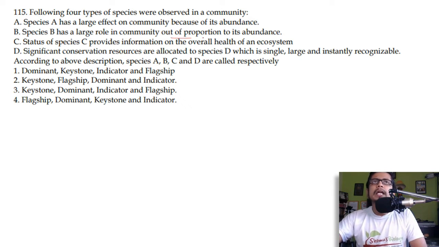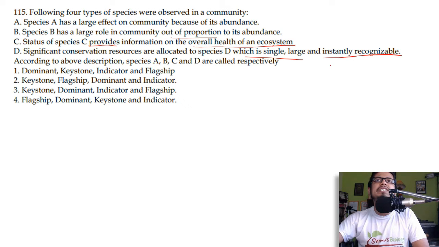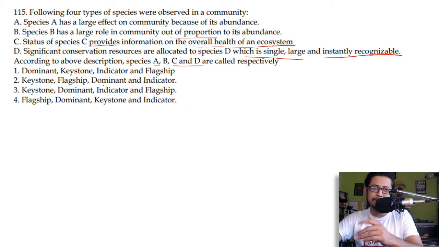Now another question. The following 4 types of species were observed in a community. Species A has a large effect on the community because of its abundance. Species B has a large role in the community out of proportion to its abundance. Status of species C provides information on the overall health of an ecosystem. Significant conservation resources are allocated to species D, which is single, large and instantly recognizable. Now you need to arrange the names of the different species A, B, C, D based on the names: keystone, indicator, flagship, dominant and so on.